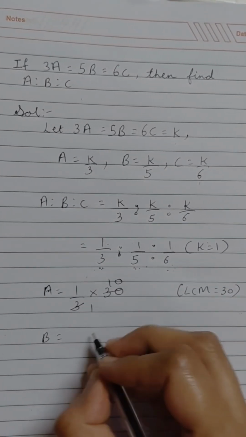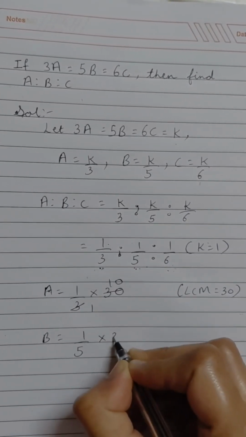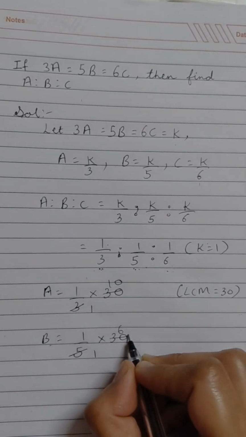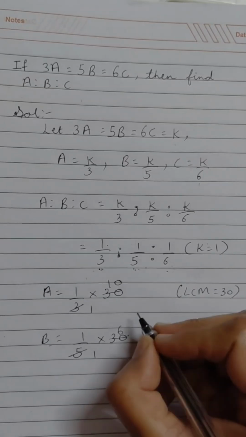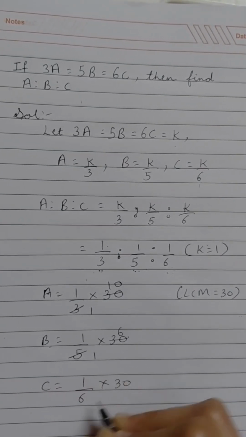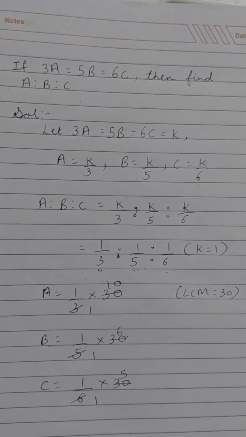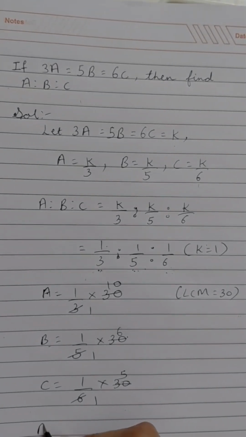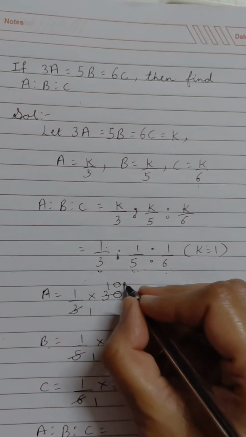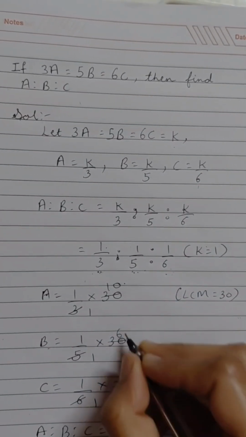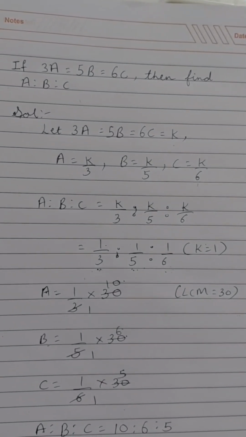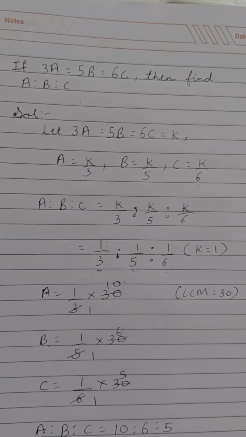B's value is 1 by 5 multiplied by 30. So 5 ones are 5, 5 sixes are 30. So 6 ones are 6, the value will be 6. C we have is 1 by 6 multiplied by 30. So 6 ones are 6, 6 fives are 30. So we had to find out the ratio of A is to B is to C, where A's value is 10, B's value is 6 and C's value will be 5. So along with this, the solution for this question is also done.